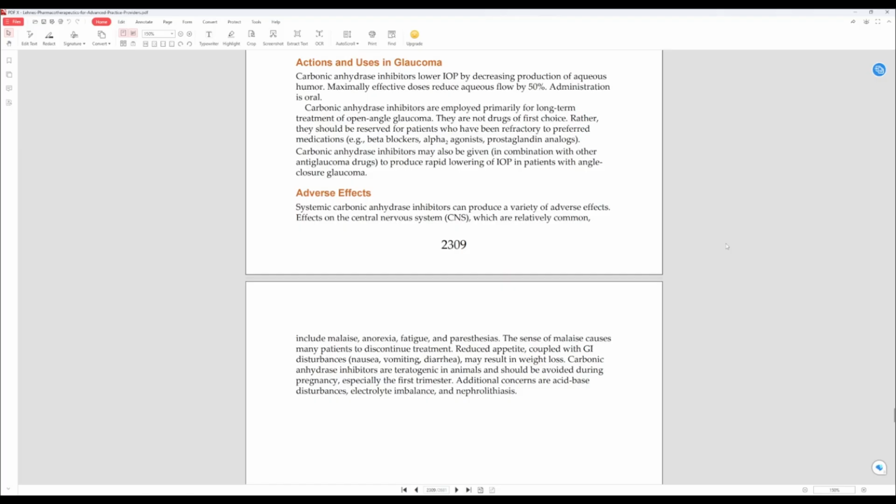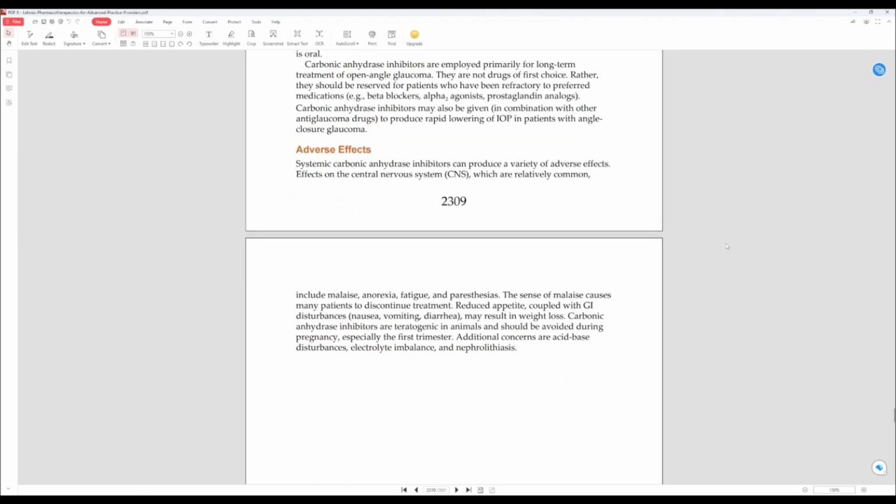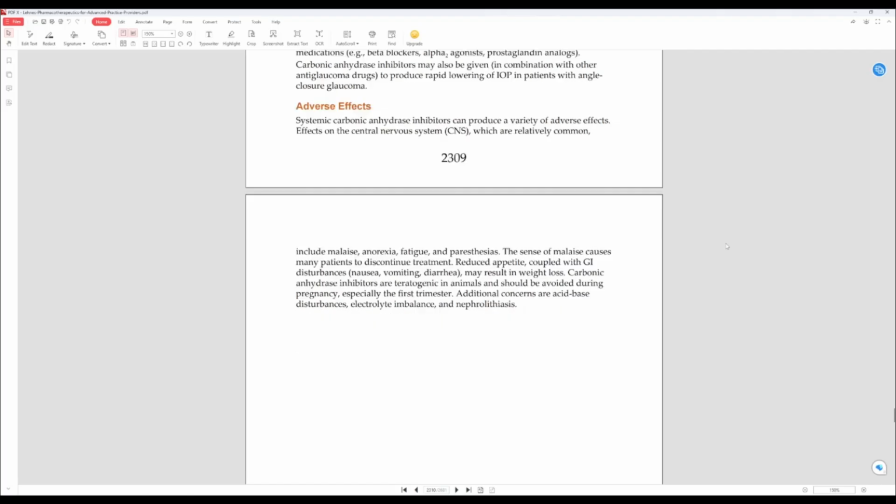Administration is oral. Carbonic anhydrase inhibitors are employed primarily for long-term treatment of open-angle glaucoma. They are not the first drugs of choice. Rather, they should be reserved for a patient who has been refractory or for whom preferred medications haven't been working. Carbonic anhydrase inhibitors may also be given to produce rapid lowering of IOP in a patient with angle closure glaucoma.